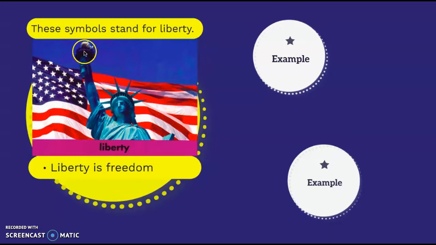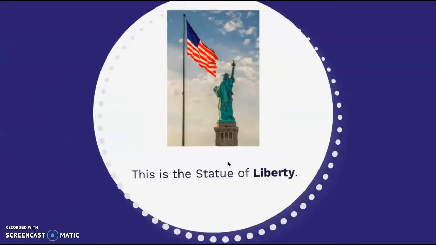And who is this right here? Well, this is the Statue of Liberty. She has liberty right in her name, and you actually find her in New York. So she's a symbol for liberty as well as the American flag again.